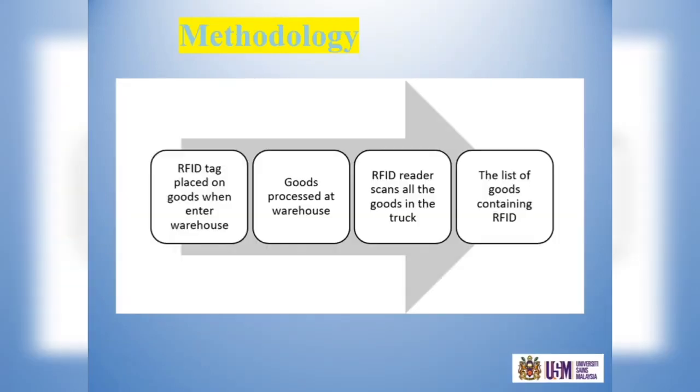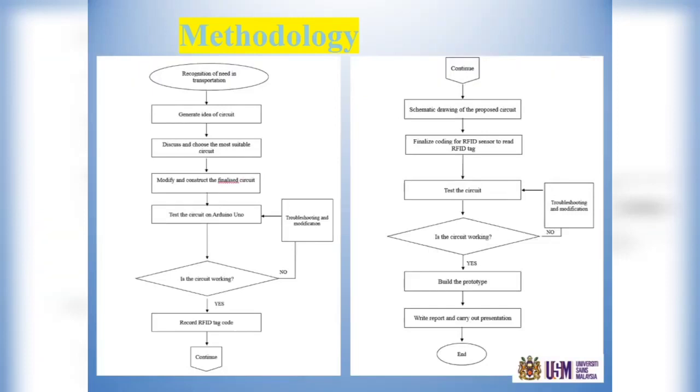Methodology. RFID tags are placed on goods when they enter the warehouse, then the goods are processed at the warehouse. When the goods enter the warehouse, the RFID reader will scan all the goods in the truck and the list of goods containing RFID will pop up in the computer or software inside the warehouse. Recognition of need in transportation.